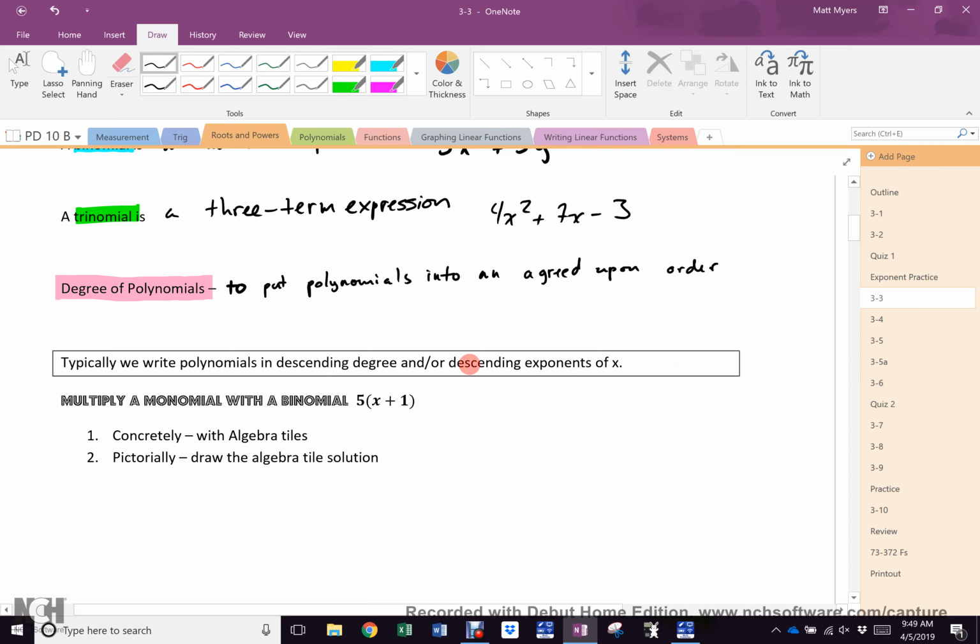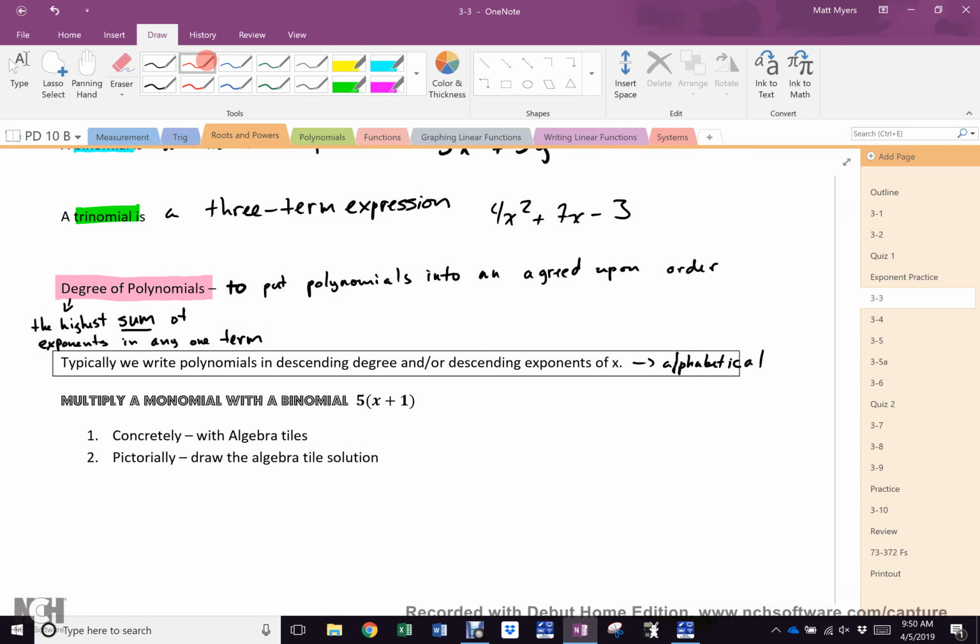Descending degree and or descending exponents of x. Now, what if I don't have any x's? This means alphabetical. And I'm going to show you what I mean. Alphabetical. I ran out of room. So here's what I mean. First, we talk about the degree. The degree is the highest sum. Please underline sum of exponents in any one term.